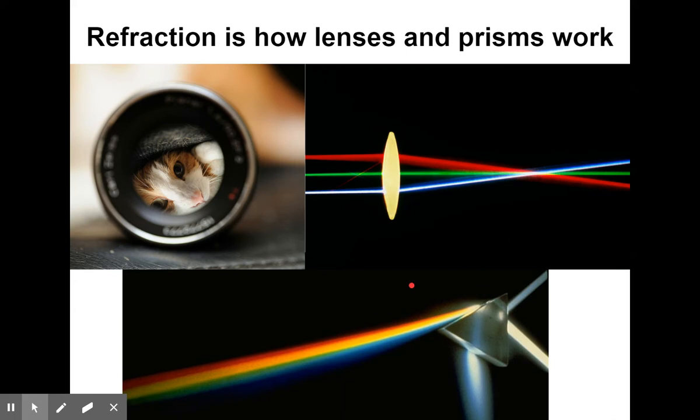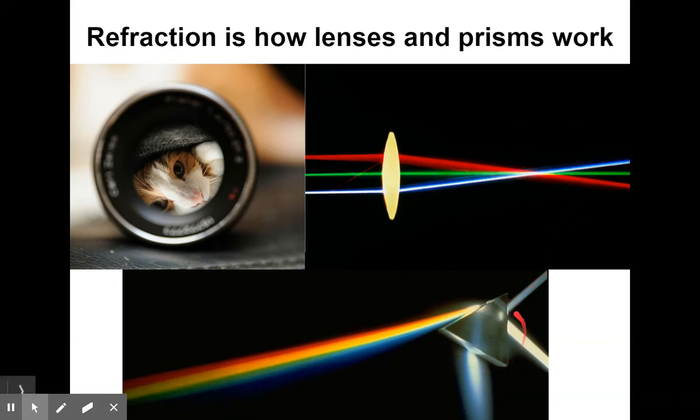Refraction is how lenses and prisms work. This is a camera lens, so you can see this blurry blob back here is revealed to be a cat when seen through the camera lens. And these colored lights, they bend and twist. So lenses are thicker in some places and thinner in other places. So that's why they bend the light in different directions depending on where the light hits it. So like here it bent it down and here it bent it up.